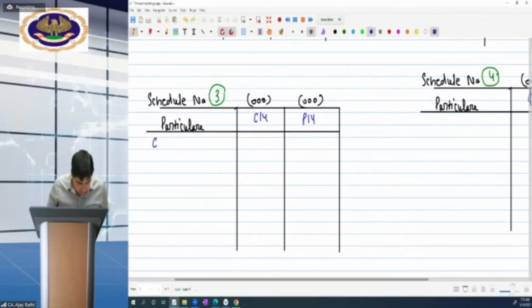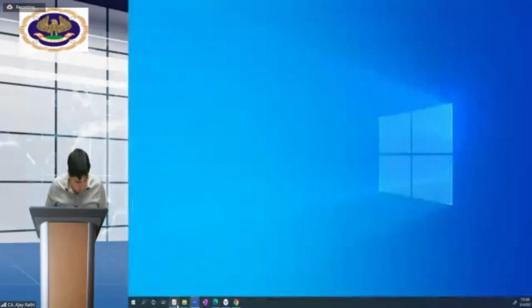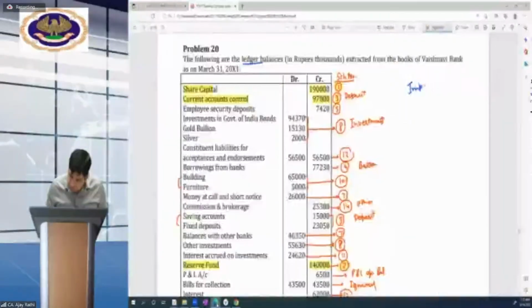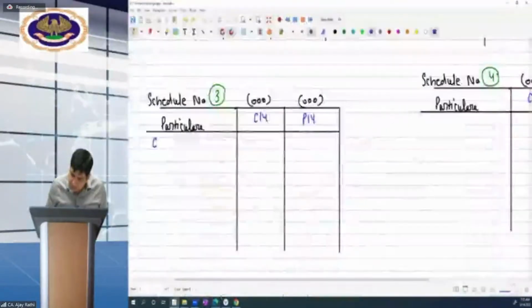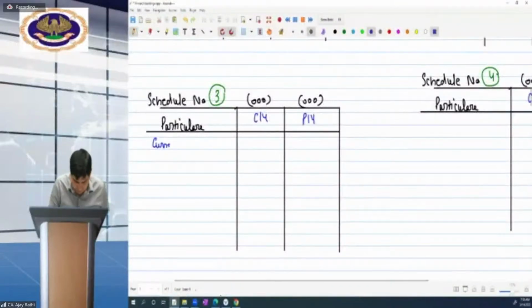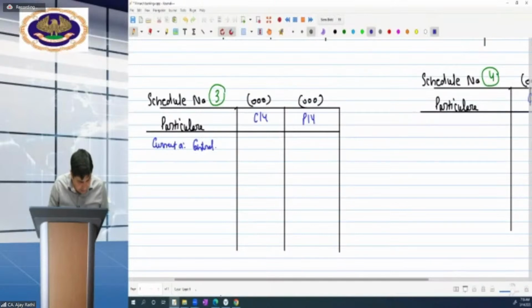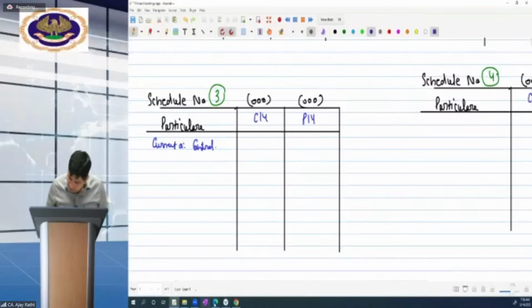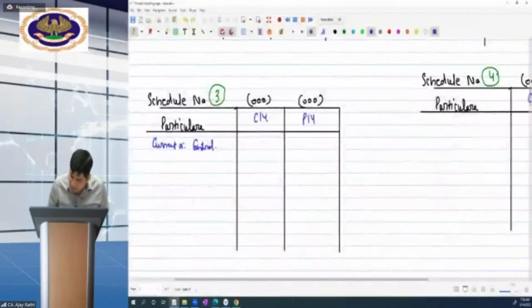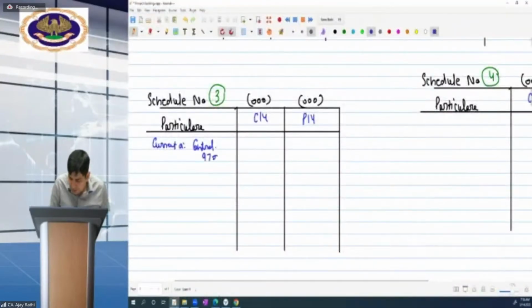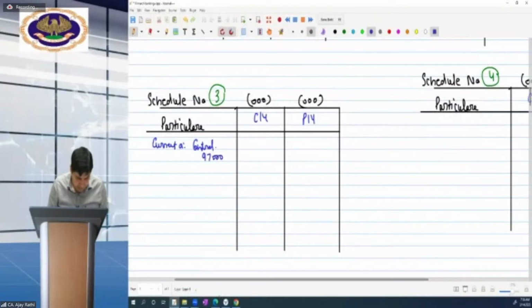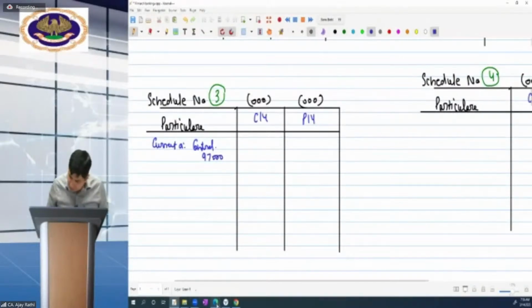Current account. Yes, current account total is there. Current account. And that is how much? That is, beta, there is an adjustment with this. How much amount is that? 97,000. An adjustment is there. Please go with the adjustment.